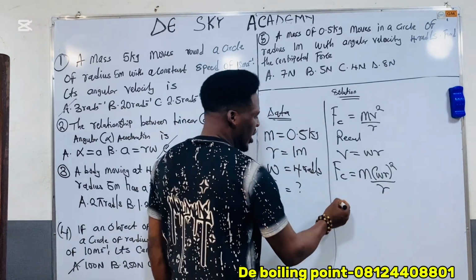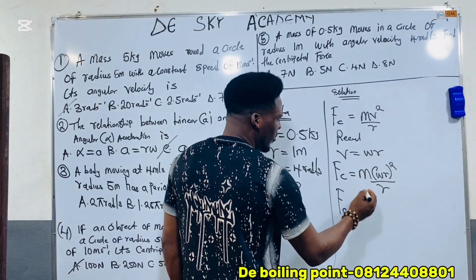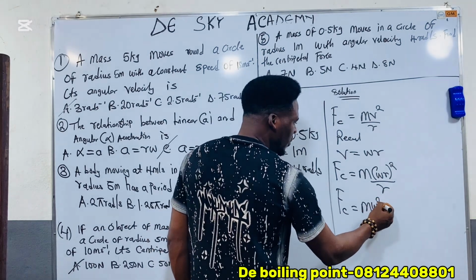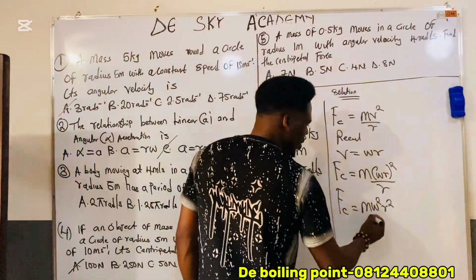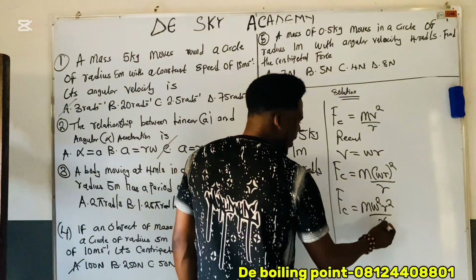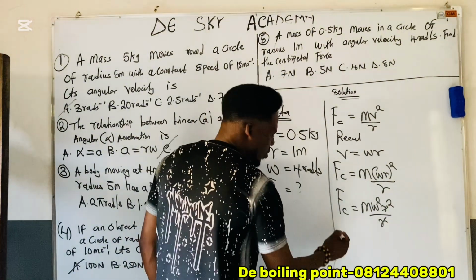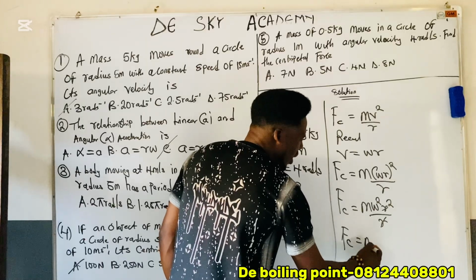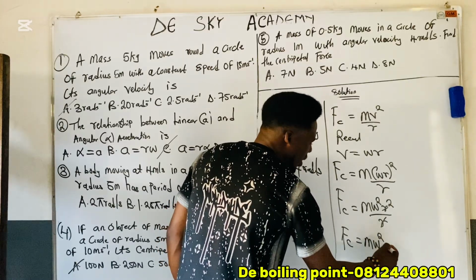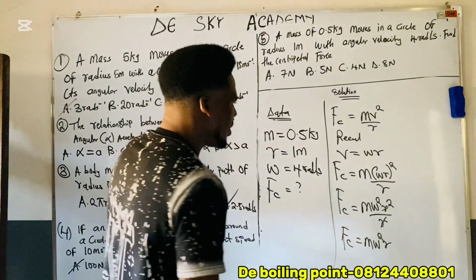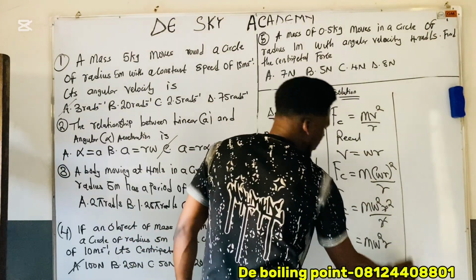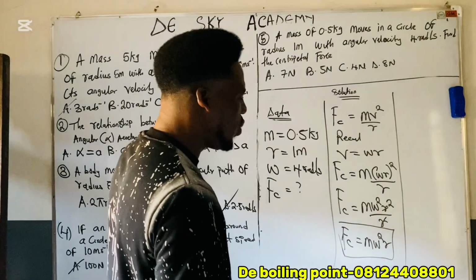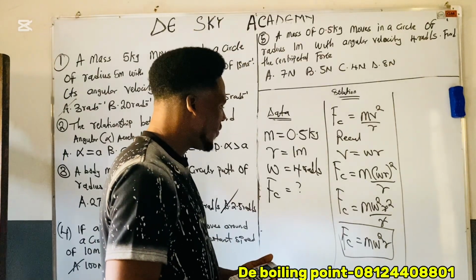Can you remember this? Let's simplify the formula. You have it as m, then omega square r square all over r. One r will cancel one r here. What will be centripetal force? Centripetal force will now be m omega square r. So this is the formula for calculating the centripetal force when angular velocity is given to us.